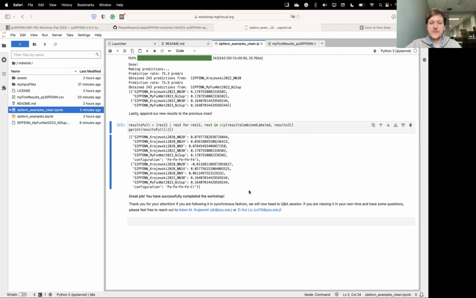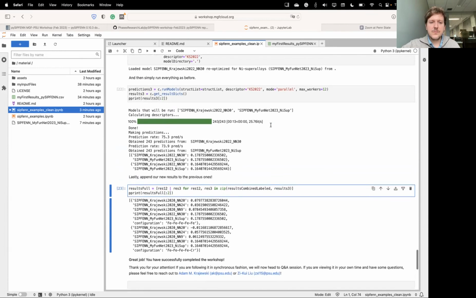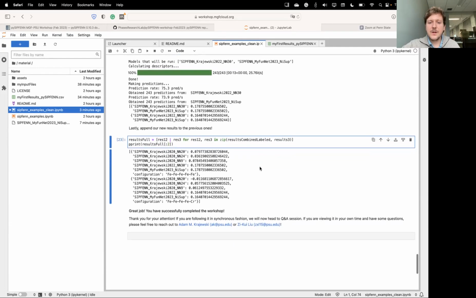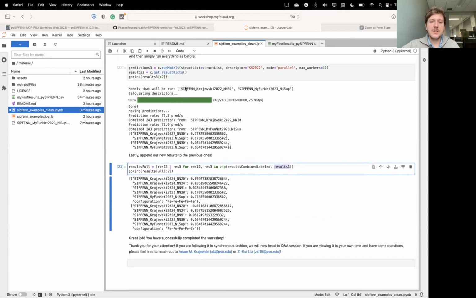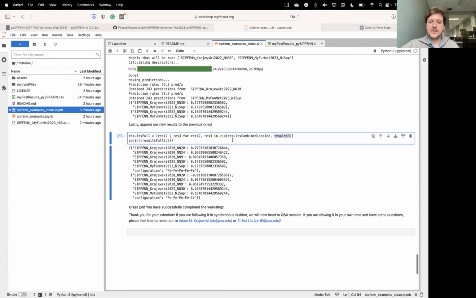Then the question from Gukan. Could you please explain again the meaning of res 3 and res 1, 2 in the last cell? Okay, so this is just let's say a shorthand notation, and this is more of a Python thing than PySIPFENN itself. But what happens here is we are having 2 lists. One is the results combined labeled, which we created at the end of running Ward 2017 on the 243 members, and we have the result 3, which is our result that we've got from the last run with our custom network and the previous one. And a zip iterator is just wrapping the 2, so we move through them together.